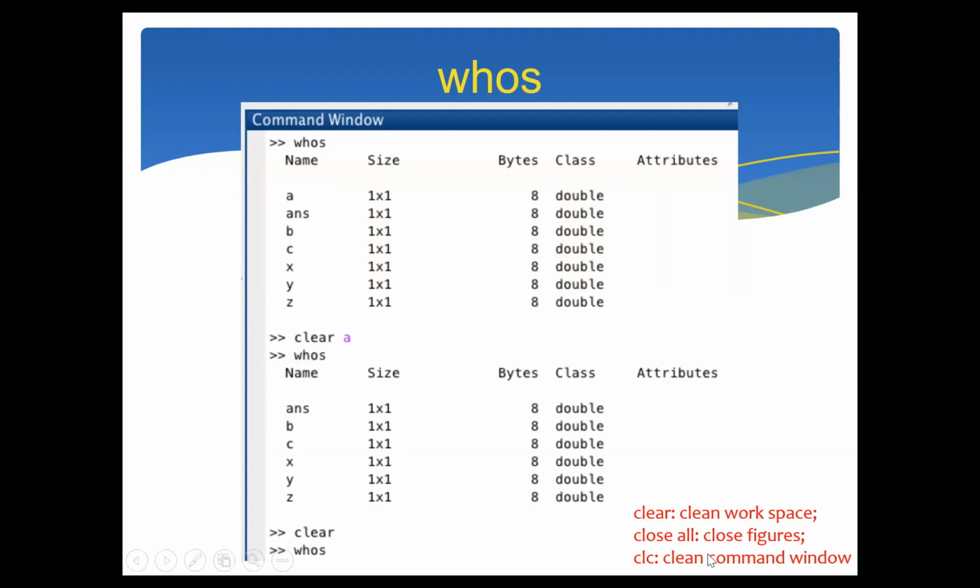So clear is to clean the workspace, right? Remove every variable. And a related code is called close all. You can type close all and a semicolon. Close all means to close the figures. And another related one is clc. clc is to clean the command window.